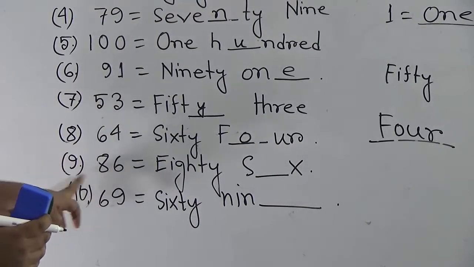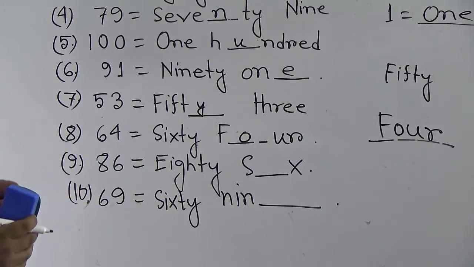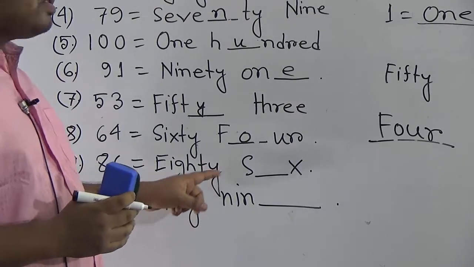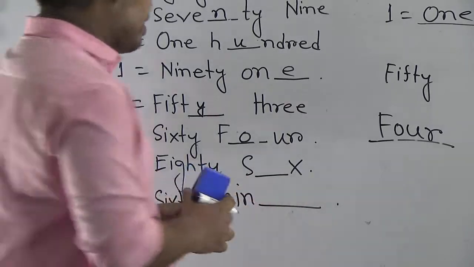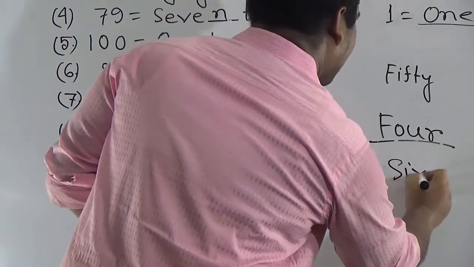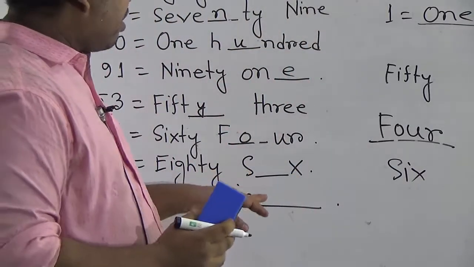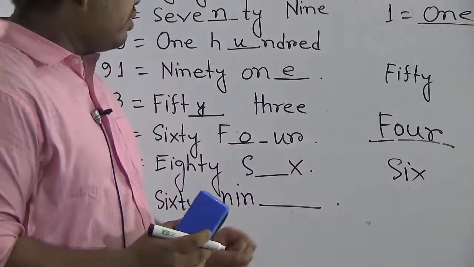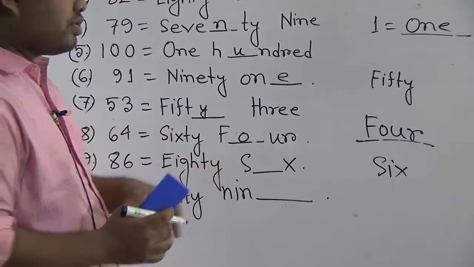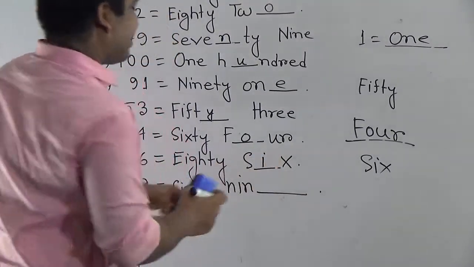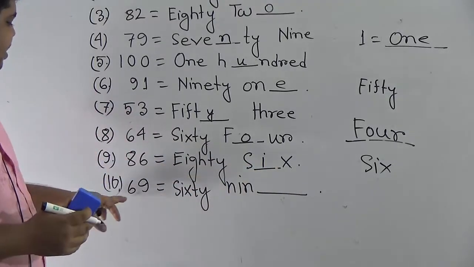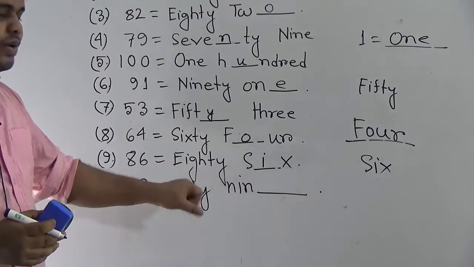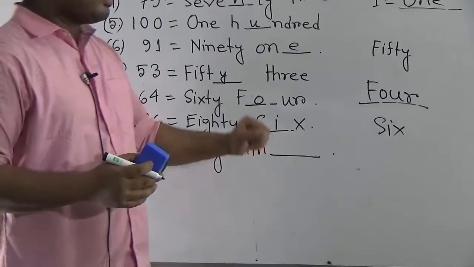Next we shall learn 86. Here the spelling of 80 is EIGHTY, 80, S-X. So what is the spelling of 6? SIX. So we compared these two spellings and we notice I is absent. So we write I to make 6. So SIX, 6. Here 69, SIXTY, 60, NIN dash.